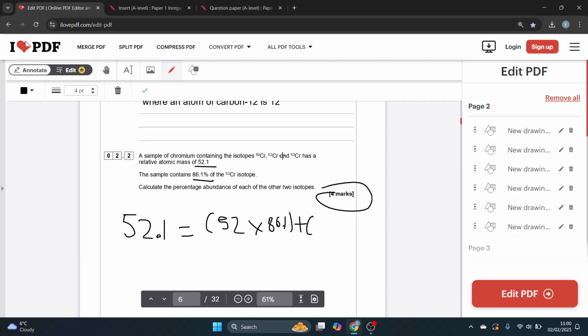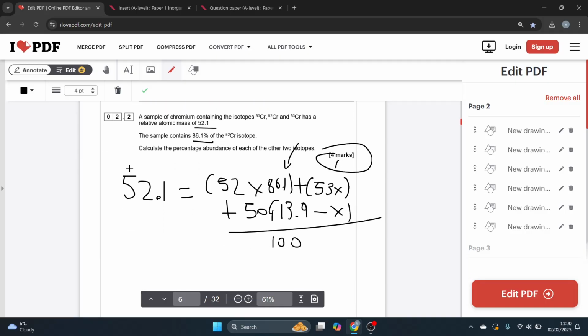And now what I'm going to have to do is let either 50 or 53 equal x. So in this case, I'll let 53 equal x. So I get 53x plus 50. Now what will the other one be in this case? Well, I already know 86.1, and I know the total must add up to 100. So 100 minus 86.1 is 13.9. And I've also got this x here, so it's 13.9 minus x, divided by 100, times by 100.